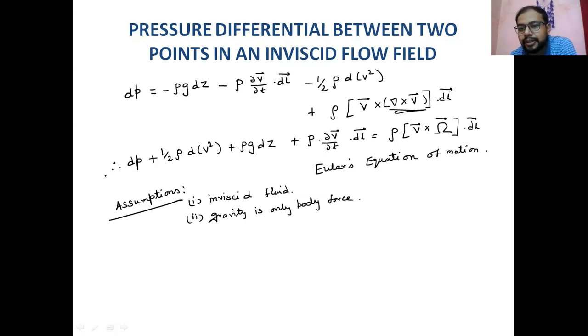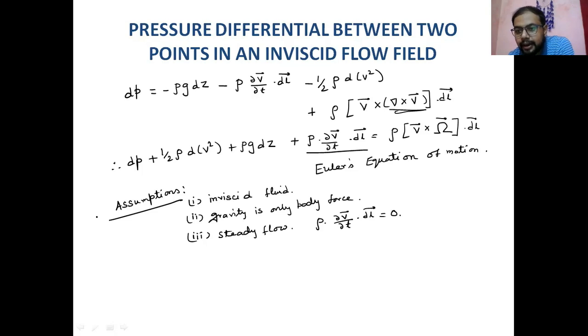Now, a further assumption we are taking: that it is a steady flow. Third, we are taking it as a steady flow. Steady flow means this part will become 0 because del v del t will become 0. So as it is steady, this part becomes 0.